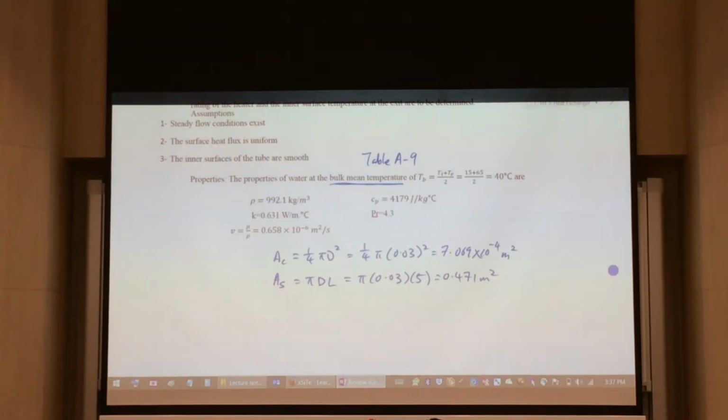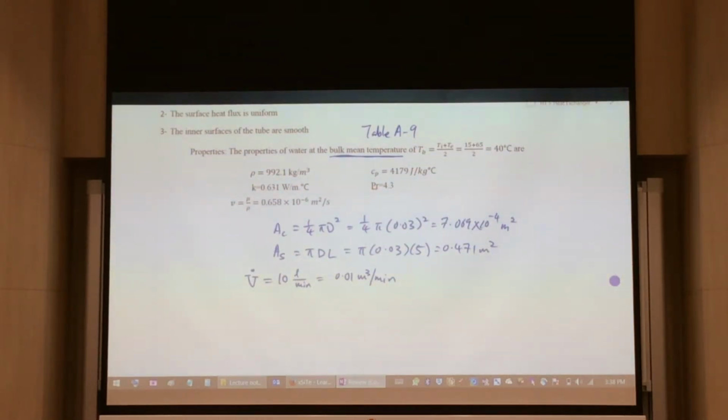Now you're given the volumetric flow rate, and the symbol for that is V dot. Volumetric flow rate is given to you as 10 liters per minute. I'm going to change that into meter cube per minute. So this is actually equal to 0.01 meter cube per minute, because 1 liter, you got to divide that by 1,000.